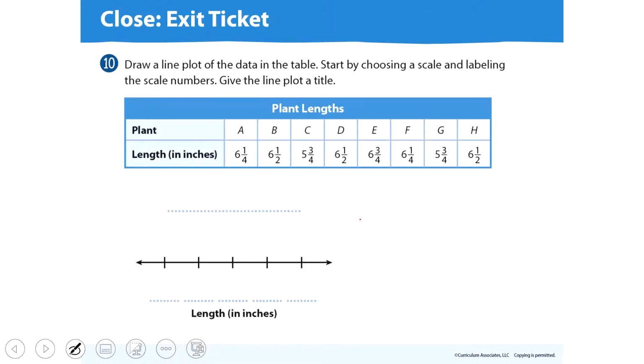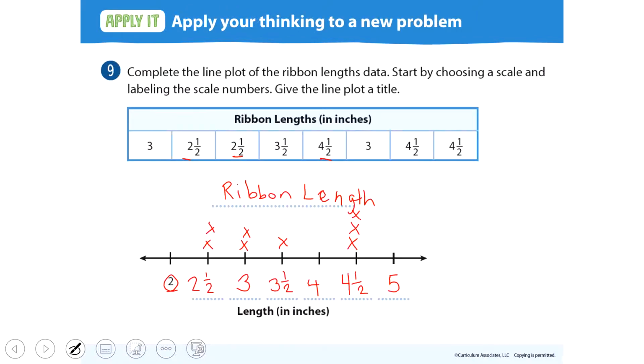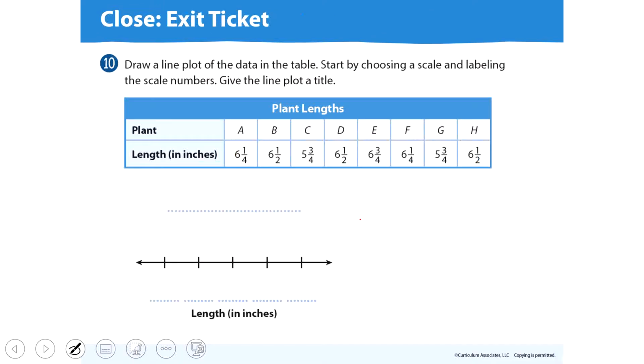And now we have another one. Draw a line plot of the given data. Start by choosing a scale and labeling the scale numbers. So on this one, we notice we only had halves. But on this one, I've got fourths and halves. And if I've got fourths and halves, that means I have to start. So this one, I wouldn't do it this way, but this is the way they're going to do it, which is kind of silly, is I like to start on whole numbers.